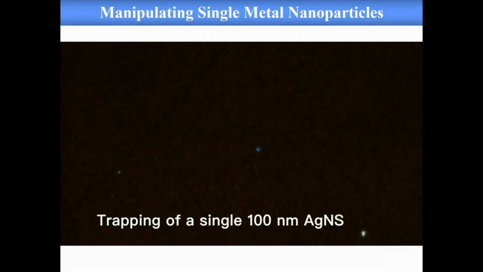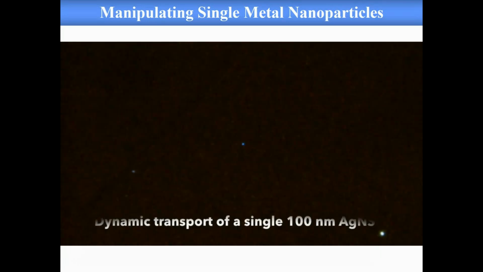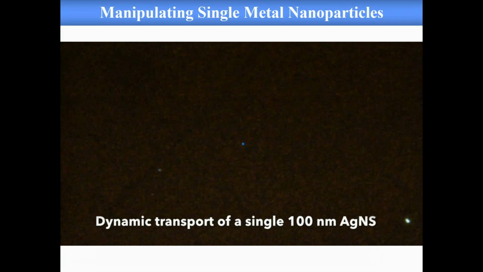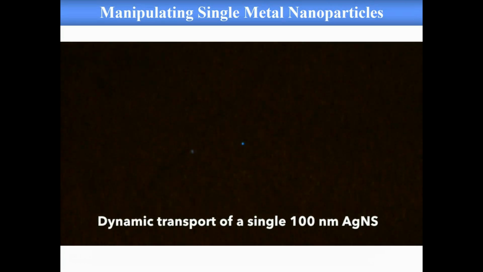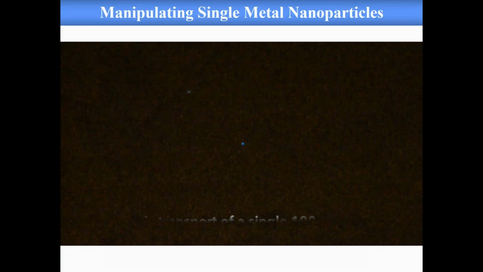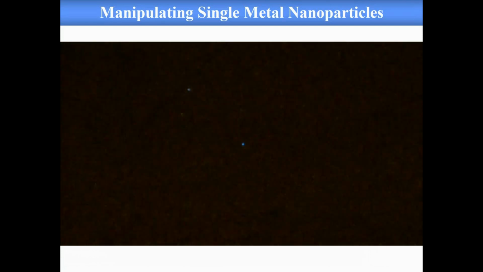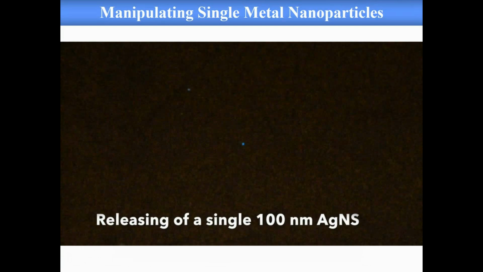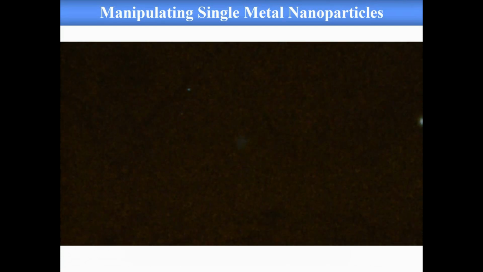Now it's random motion. When we turn on the laser, it becomes static, right? So that's how we know it's trapped. We can move the laser beam or move the substrate, and you can see the particle moves relative to the substrate. When we turn off the laser again, you will see that bright spot go into random motion again. This shows that we are able to capture the particle and hold it suspended in the solution.